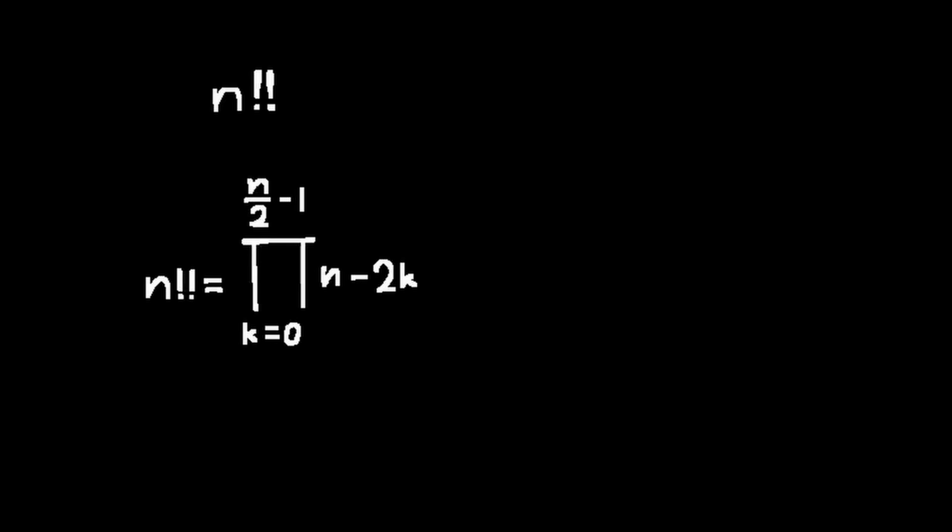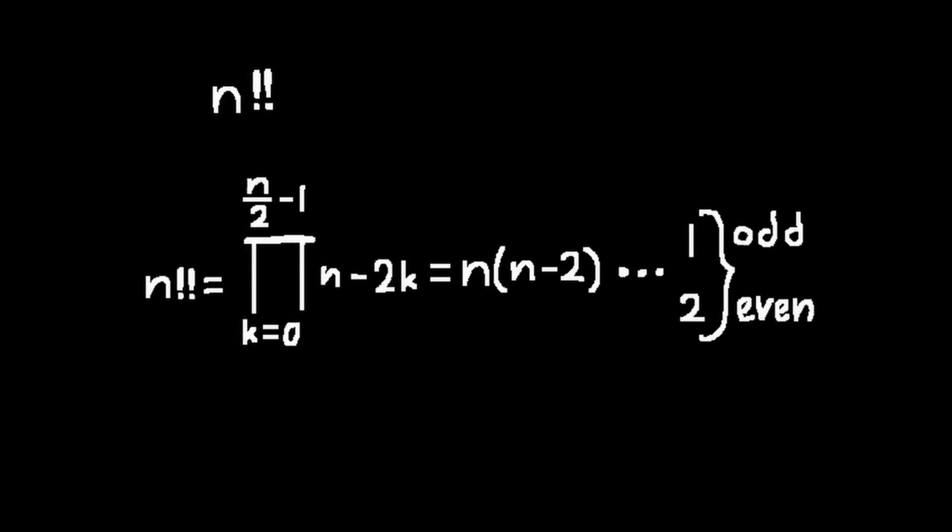This expression basically means that for our number n, while k starts at 0 and increases by 1 in every iteration, we're going to multiply by n minus 2k, n over 2 minus 1 times. It is quite the mouthful, so it's probably better that we just represent it like this. Notice how, depending on the parity of the number, we either get 1 or 2 as our final value. This whole expression will be necessary later on, so let's just keep it in mind for now.